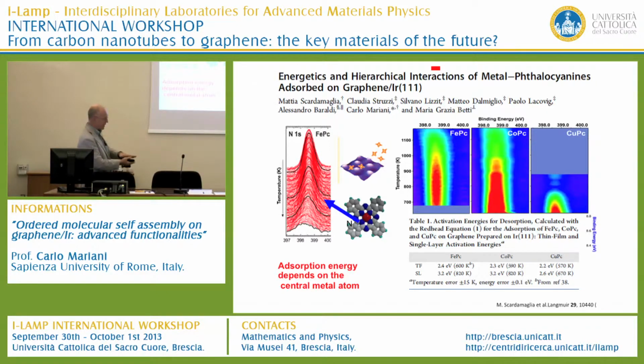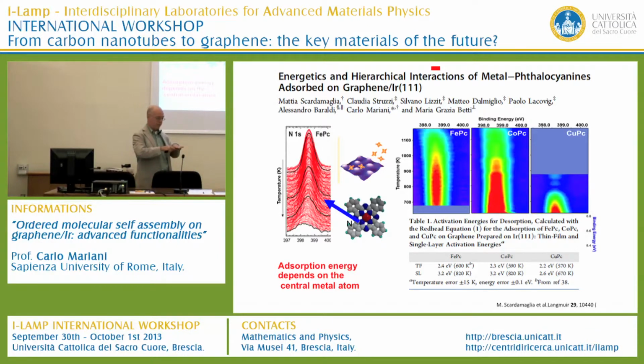This is a thermal desorption experiment, in the sense that we are looking at the nitrogen core level. The nitrogen core level is due to the organic cage, and it is measured as a function of temperature, with a linear ramp of temperature applied to the system. And you observe for all kinds of phthalocyanines, iron, cobalt, copper, a first desorption peak due to the multi-layer desorption.